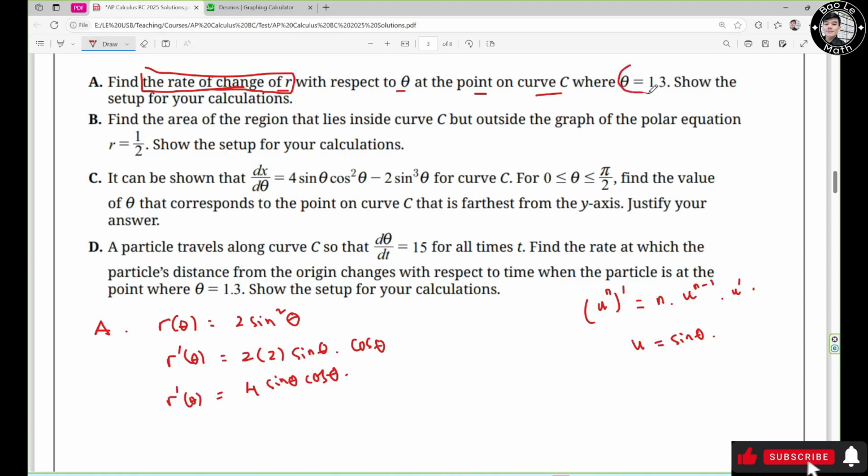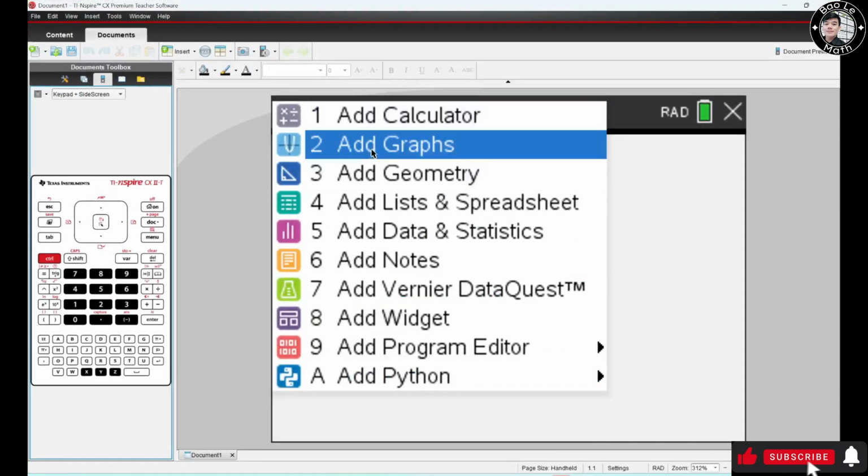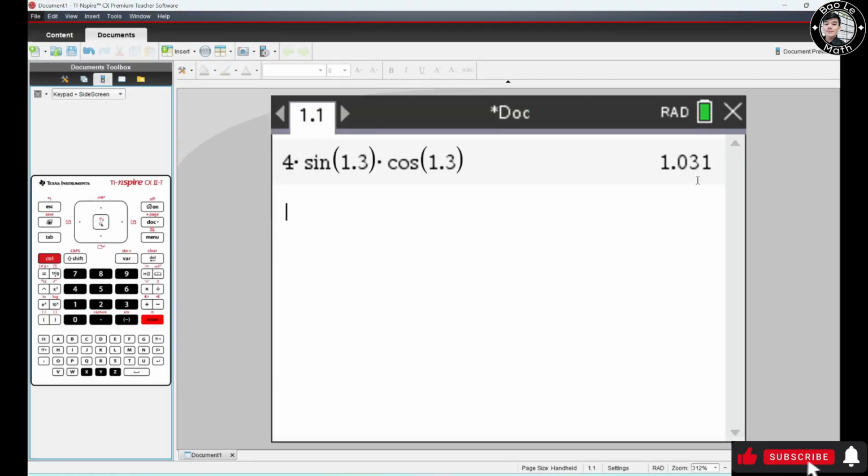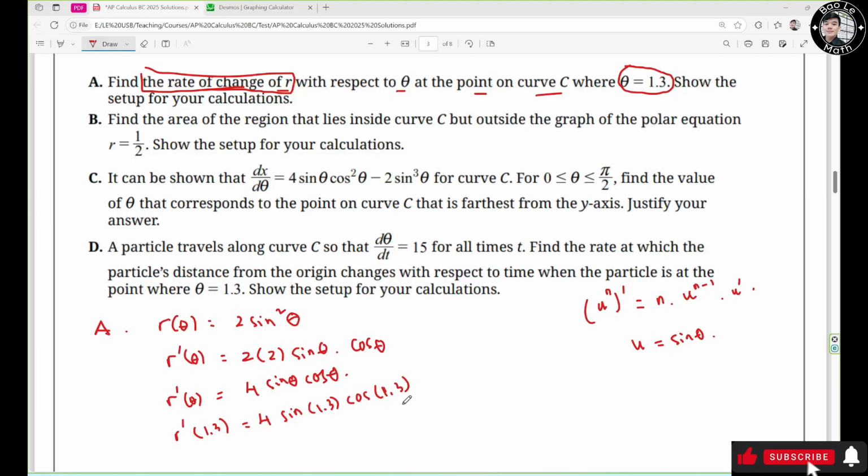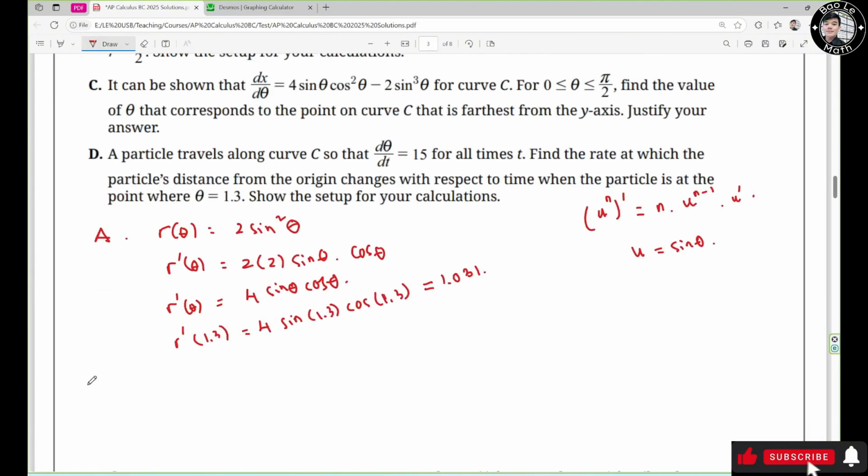Now we're going to simplify this one, so it turns out to be 4 sine theta cosine theta, right? Now we substitute 1.3 for theta into this equation, so we have r prime of 1.3 equals 4 sine 1.3 times cosine 1.3, right? We bring up the calculator, so it's 1.031.